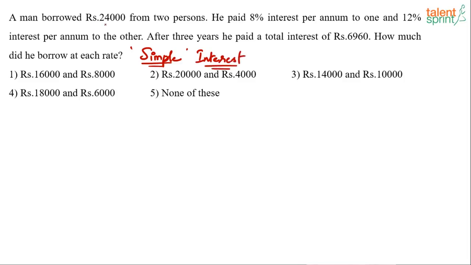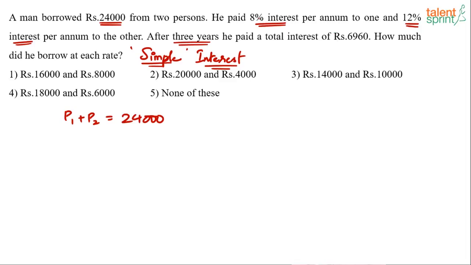A man borrowed 24,000 from two persons. He paid 8% per annum to one and 12% per annum to the other. So basically, total what he borrowed is 24,000. So I can say P1 plus P2, the principal of the first person plus the principal of the second person, is equal to 24,000. He's paying 8% to the first person, 12% to the second person per annum. After 3 years, he paid a total interest of 6,960.